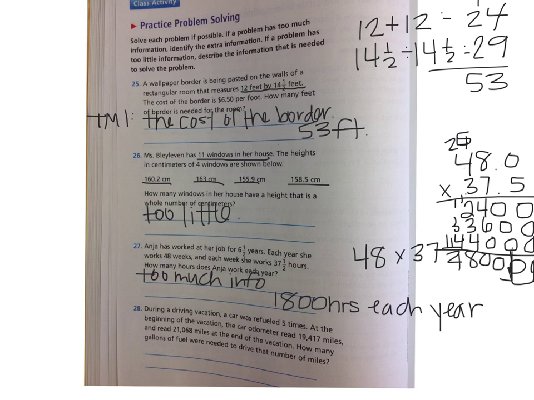The last problem says, during a driving vacation, a car was refueled 5 times. At the beginning of the vacation, the car odometer read 19,417 miles and read 21,068 miles at the end of the vacation. How many gallons of fuel were needed to drive that number of miles?